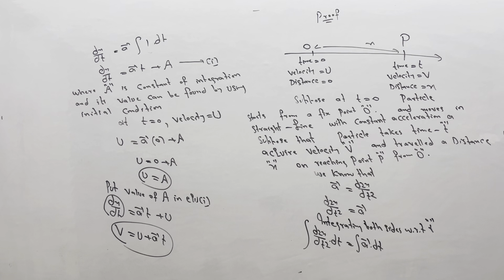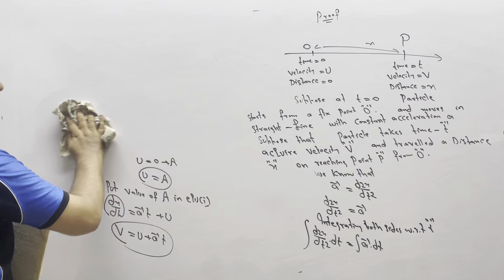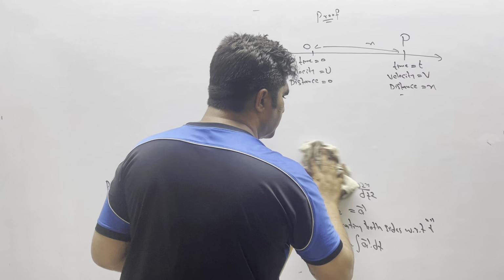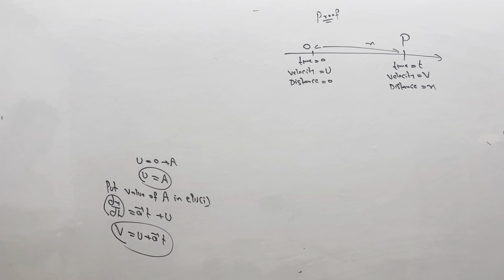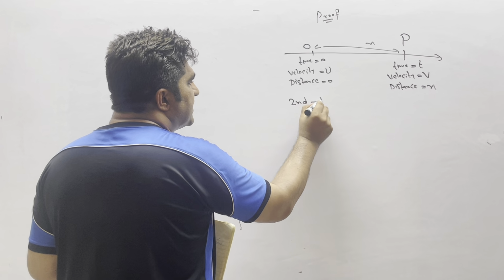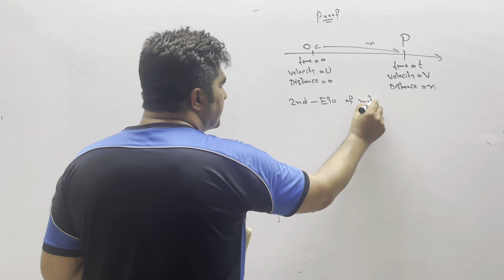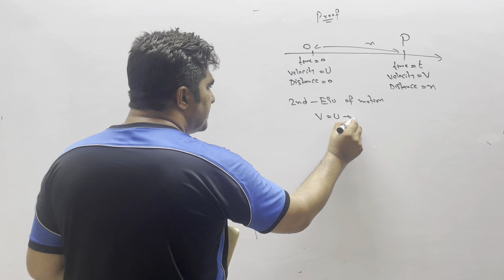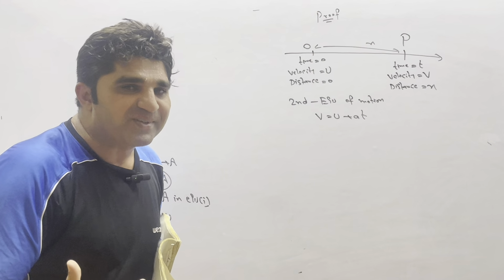Let's come here, now we are moving towards the second equation of motion. Now I'm going to prove this thing. You know v is equal to u plus at. This is the first equation of motion. For proving the second equation of motion, I can use the first equation of motion.